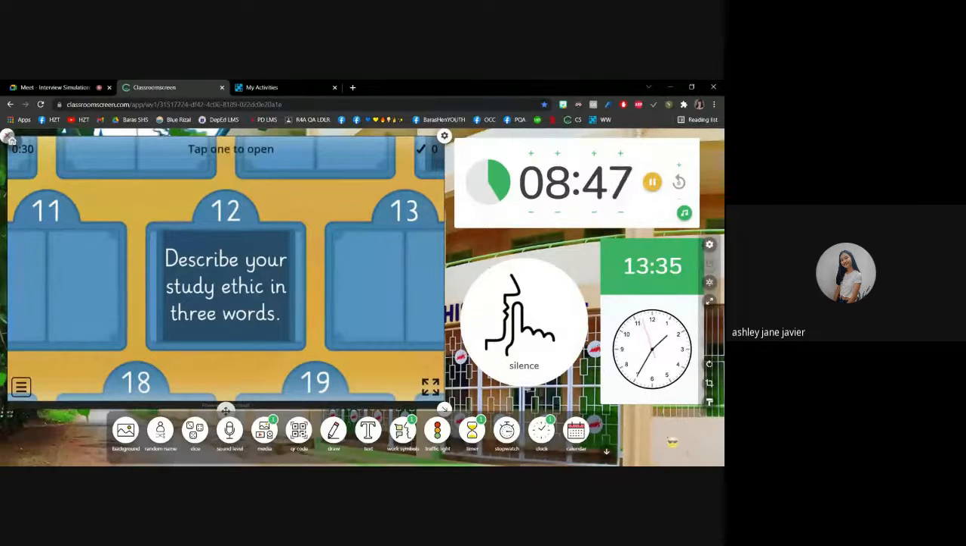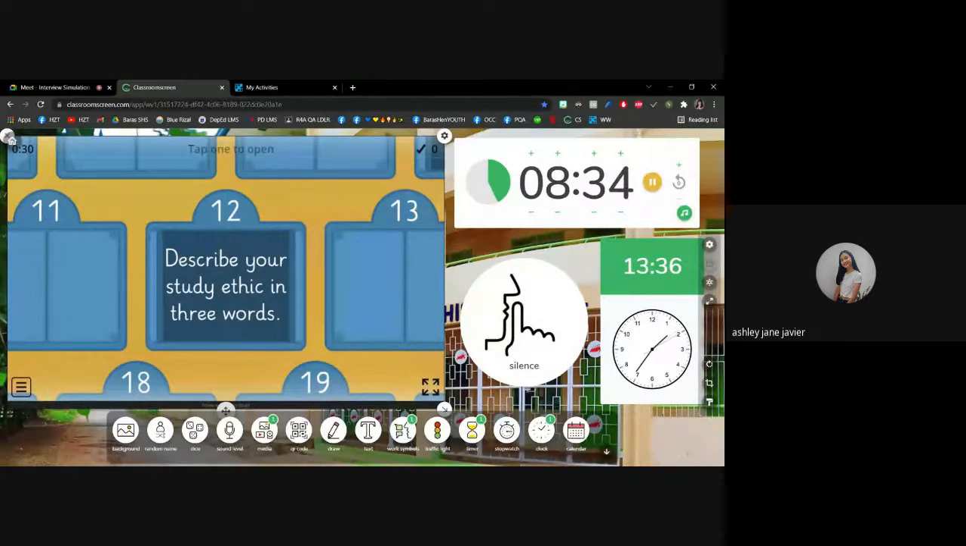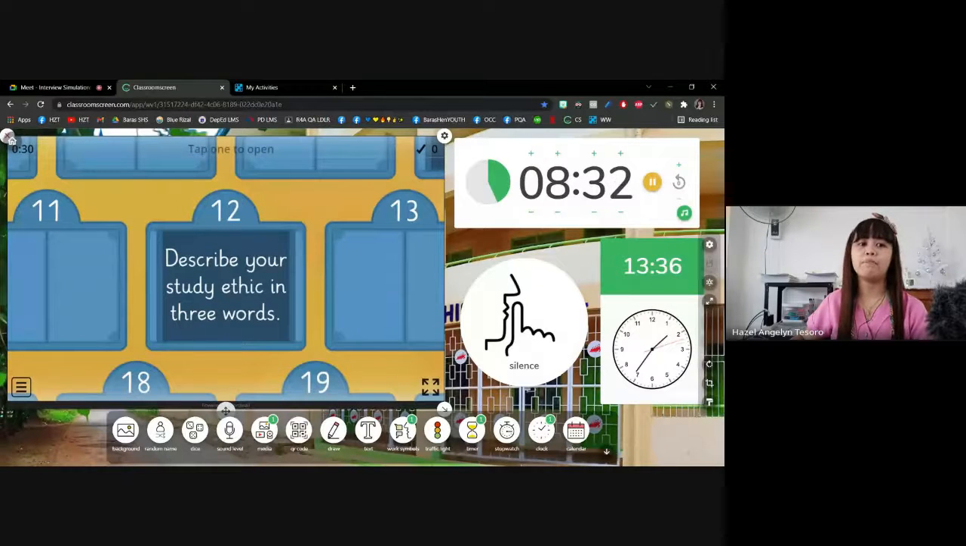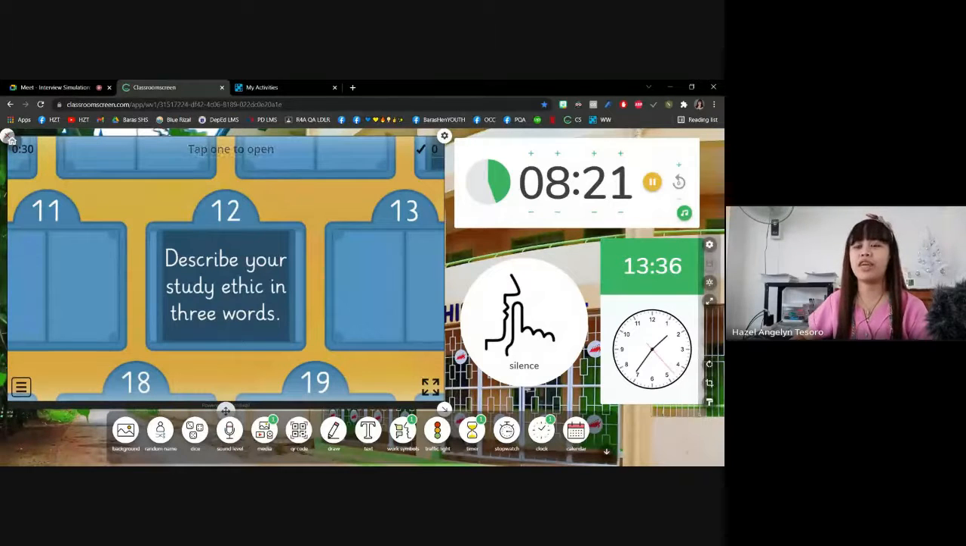Ma'am, passionate po, tsaka straightforward, tsaka po patience. Okay. Is that all? Yes po, ma'am. Okay. Thank you, Ashley. So you're patient. Ano nga yun? Sorry. Straightforward, patient, po, straightforward, and passionate. Ayan. So those three words describe your study ethic, and that tells you how you are as a student. Thank you, Ashley Jane, for sharing your answers.